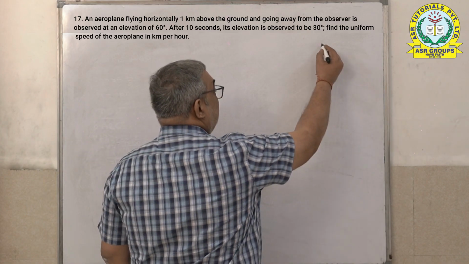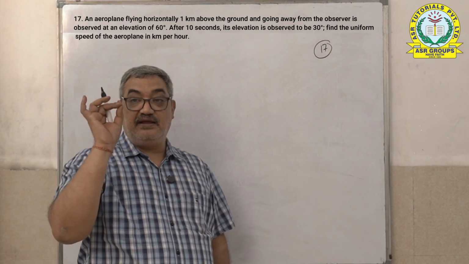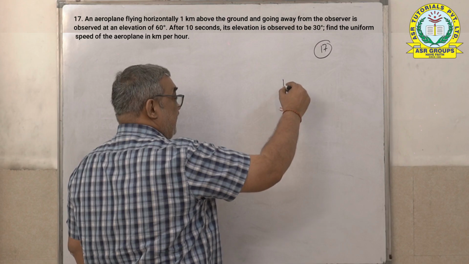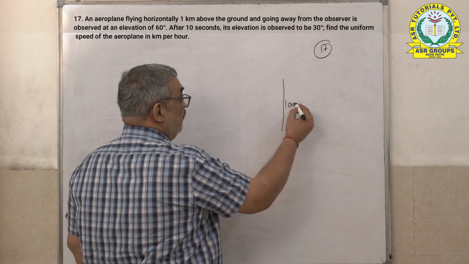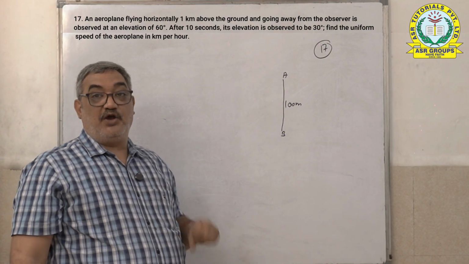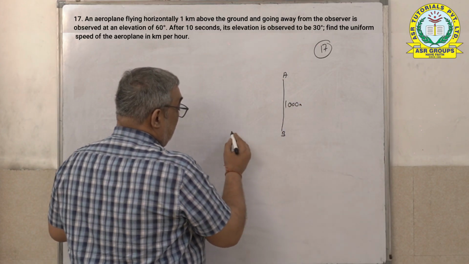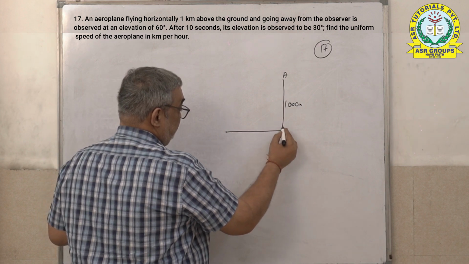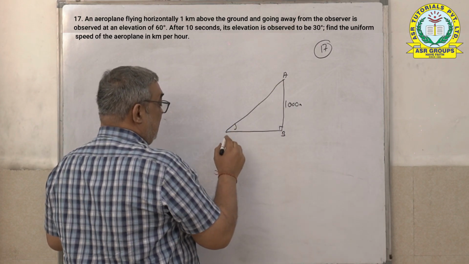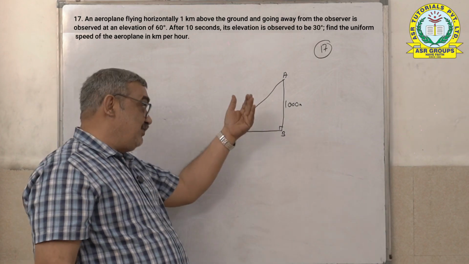Sum number 17. This is one of the most important and best sums of heights and distance. This is an aeroplane at a height of 1000 meters. In an aeroplane, a boy was sitting and a girl was here. The girl was watching the boy in the aeroplane. The angle of elevation is 60. The girl was crying because the boy was going.